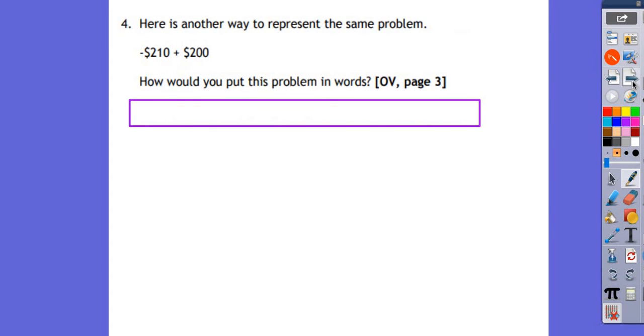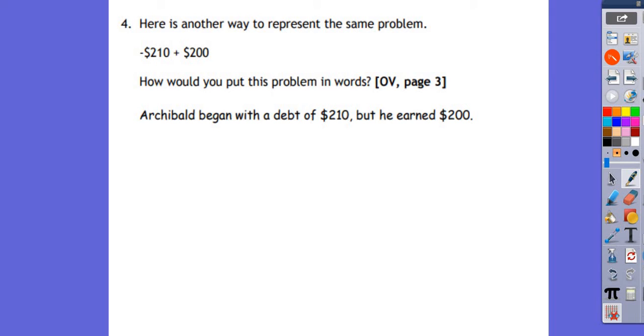So looking at problem 4, we have negative 210. What is that representing in our problem? The money he owes. What is that word we called it? Debt. And what is the 200? The money he earns. So his debt is 210. Isn't that the same thing? Yes, ma'am. That's why the problems work out the same. The debt is 210, and he earned 200.